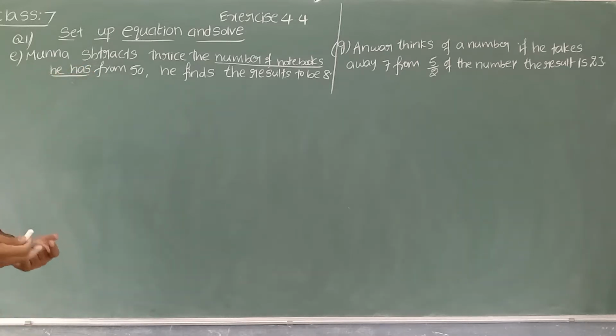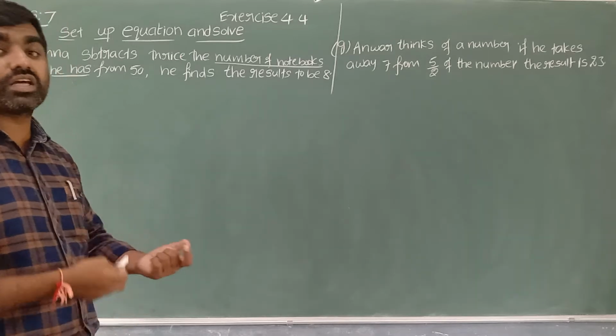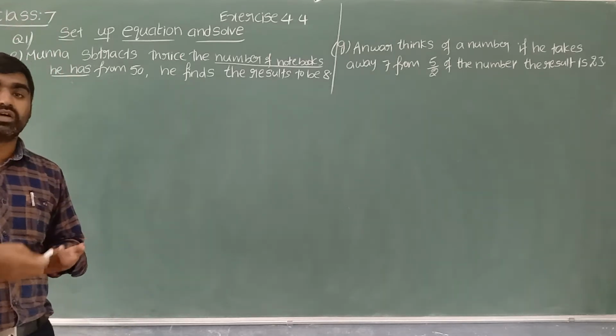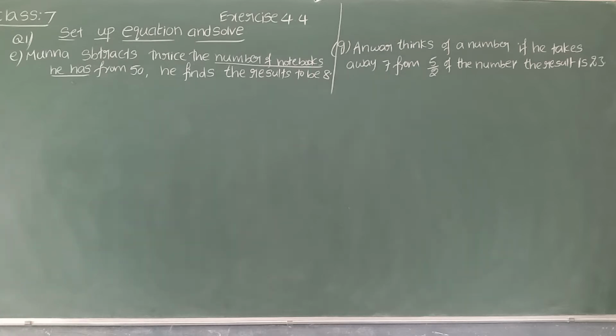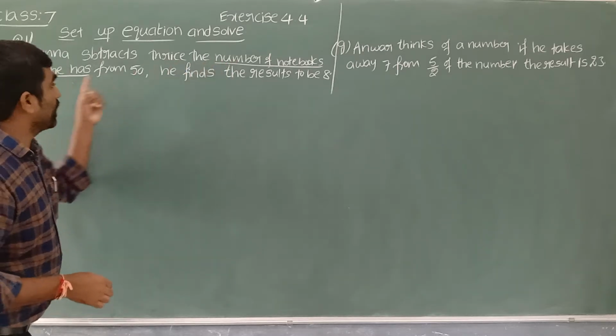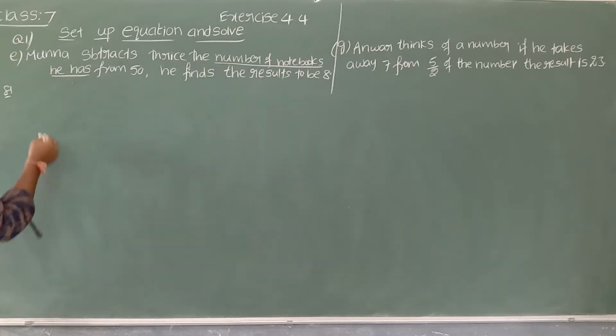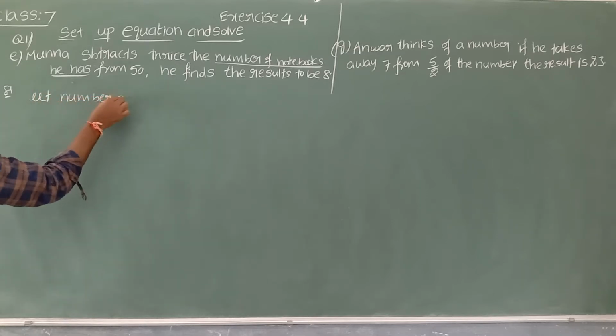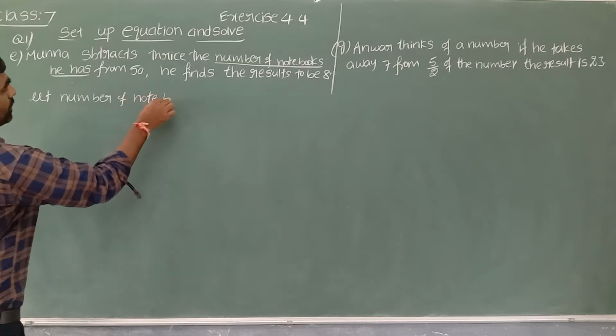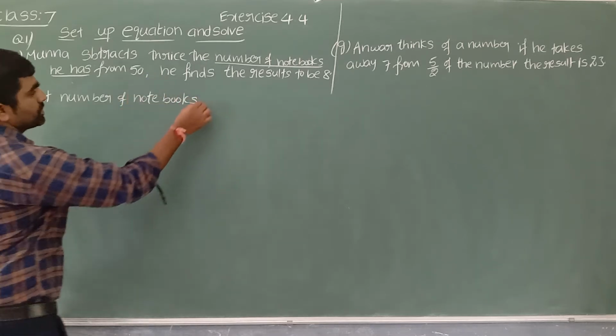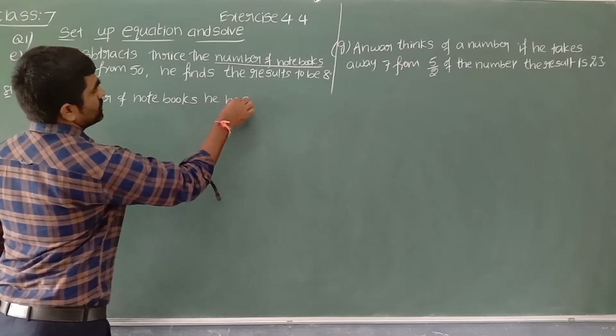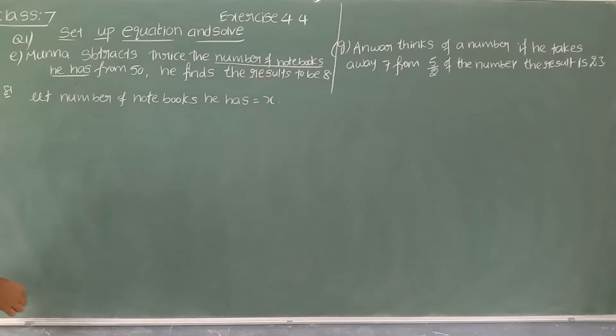Munna has some notebooks, okay, but how many notebooks are there? It is the unknown value. So this unknown value we can express with the help of a variable. In the solution, we will take it so. Let the number of notebooks he has be x. We'll take x number of books. Now after that, we'll write the statement. What is given here? What is he doing here?